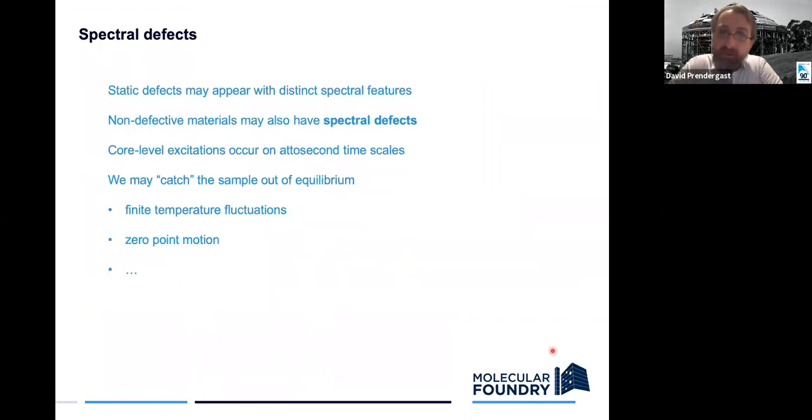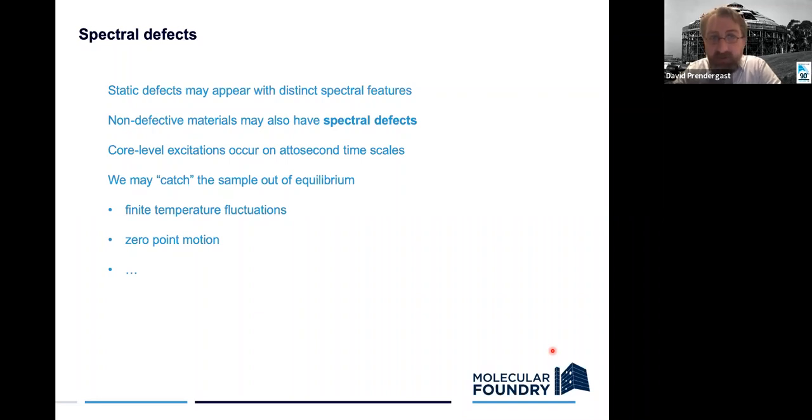Okay, so I've talked about how you would see functioning materials in terms of their defects. So what's going on inside them that might be different from the overall bulk behavior that would be visible in a spectroscopy measurement. But it turns out that even non-defective materials can also have spectral defects, and that's what I'm going to call them, and I'll explain what that means in a second.